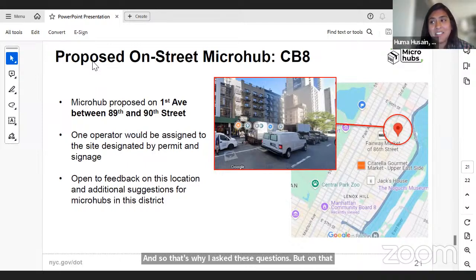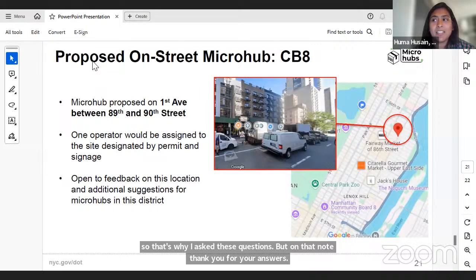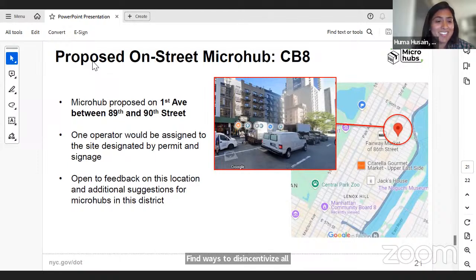Yeah. I mean, I can say that beyond DOT's purview is the idea that we find ways to disincentivize all the personal deliveries we've grown to get used to now, because that's where the demand comes from. But beyond my purview. Thank you.